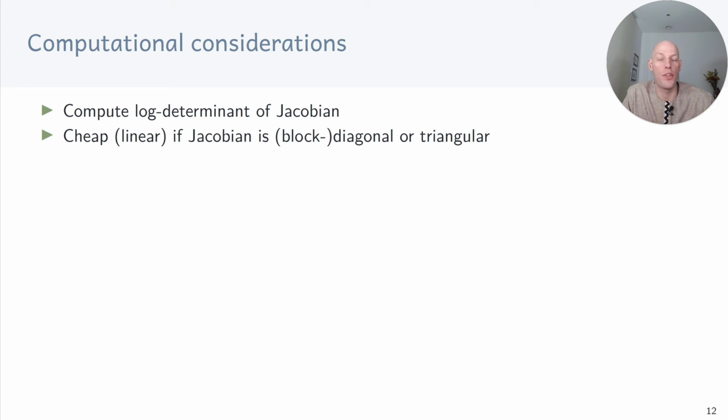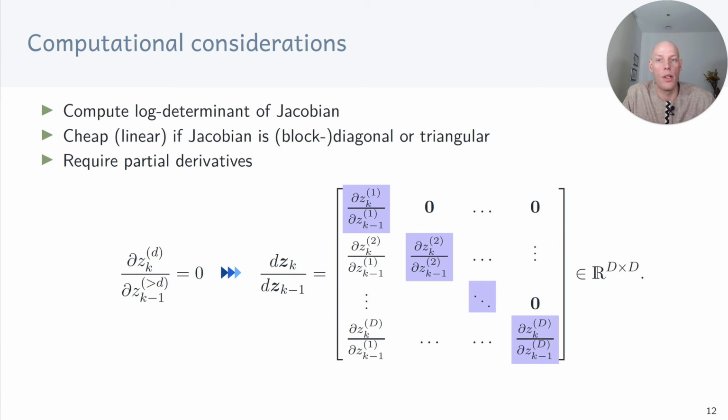Computing the log determinant of the Jacobian is computationally expensive in general. But if the Jacobian has a special structure, for example, it's diagonal or triangular, we can compute the log determinant in linear time. To get a triangular structure, we need to ensure that some partial derivatives in the Jacobian are zero, specifically these ones up here. That means all partial derivatives of the dth dimension of z_k with respect to dimensions greater than d of z_{k-1} need to be zero. If that holds, we get the triangular form of the Jacobian, and the determinant of that Jacobian is then just the product of the diagonal elements.